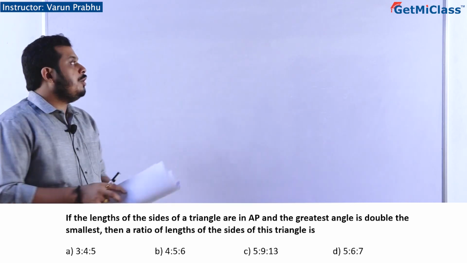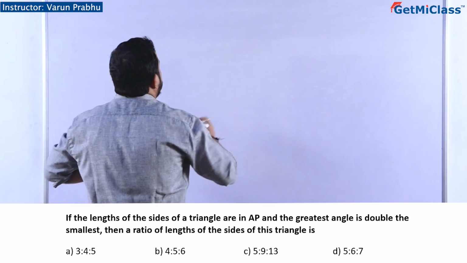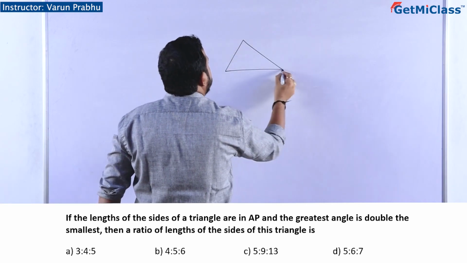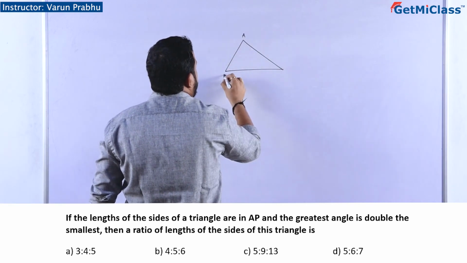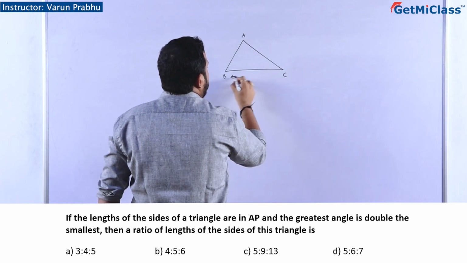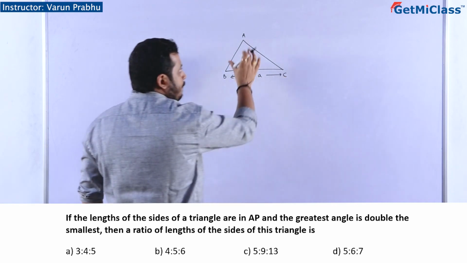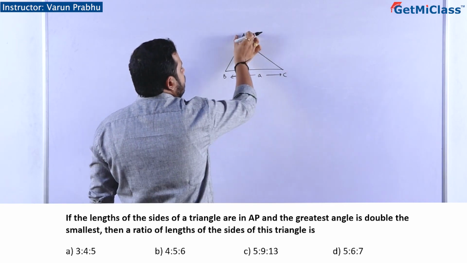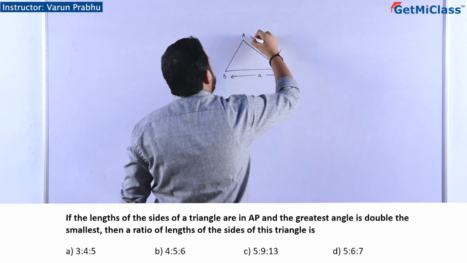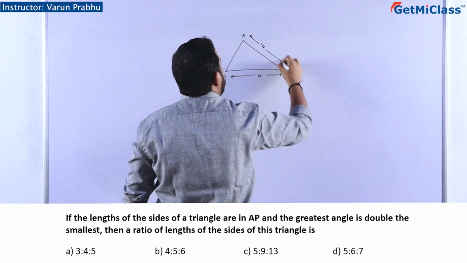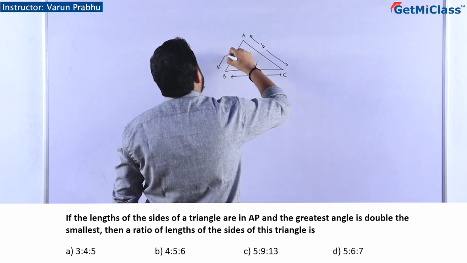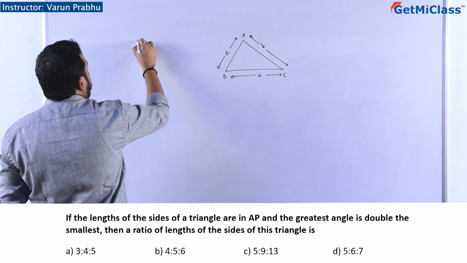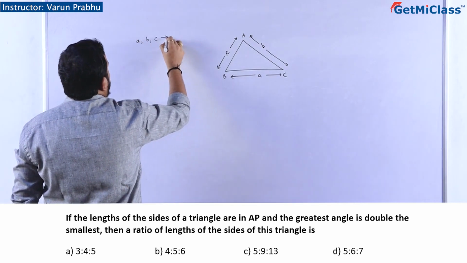If you read the description of this problem, it is told that the lengths of the sides of the triangle are in AP. Let us consider that this is the triangle ABC. We know how to mark the sides of the triangle, right? The side opposite to the angle is written by the corresponding lowercase alphabet. So this is nothing but b and this is nothing but c. The sides of the triangle ABC are in AP, as told in the problem.